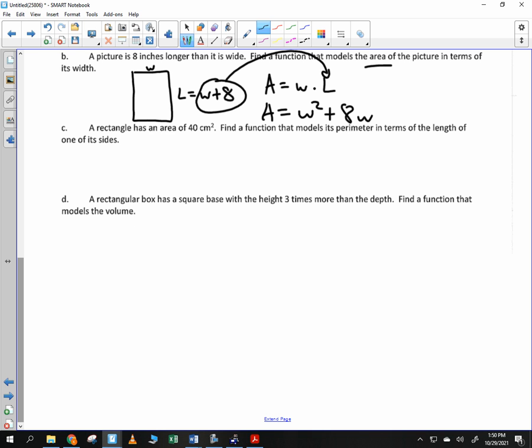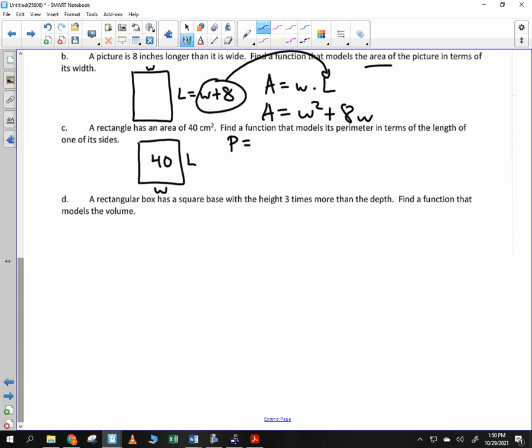That's it? That's it. A rectangle has an area of 40. How is that different than the previous ones we've looked at? It's not. Yeah, because you're given the area. You're not looking for the area. You're given the area. So what we have is this rectangle, and the inside is 40. And you still have width, and you still have length. Our goal is to not write an expression for area. Our goal is to write an expression for perimeter. Somebody tell me the formula for perimeter of a rectangle.